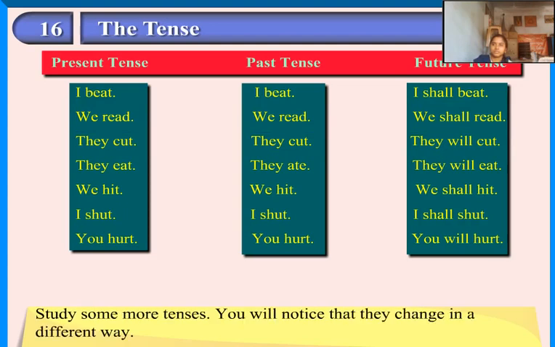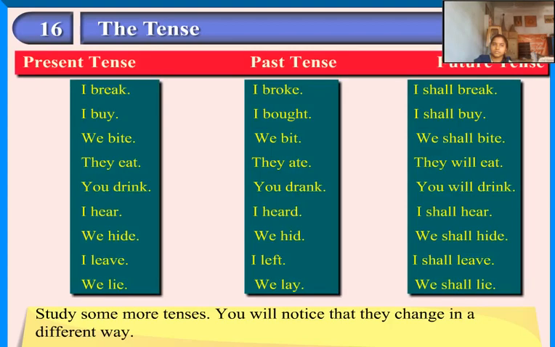Study some more tenses. You will notice that they change in a different way. I break, I broke, I shall break. I buy, I bought, I shall buy. We bite, we bit, we shall bite. They eat, they ate, they will eat. You drink, you drank, you will drink. And so on.